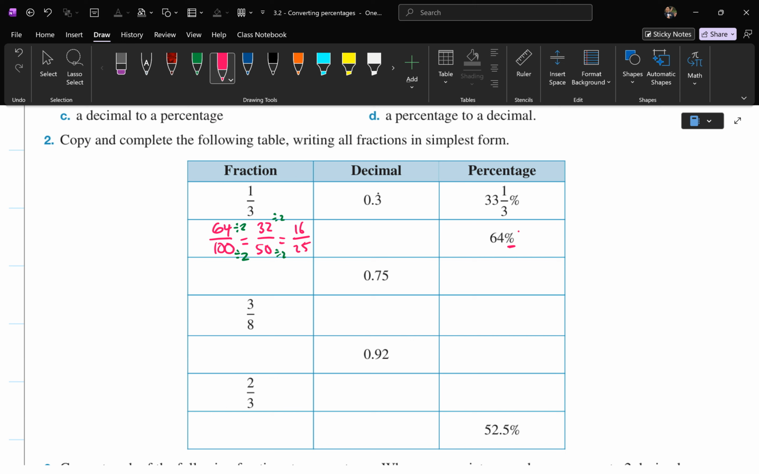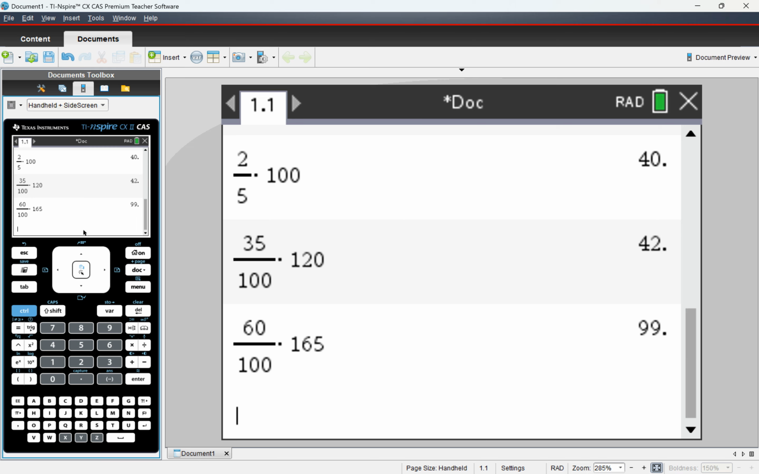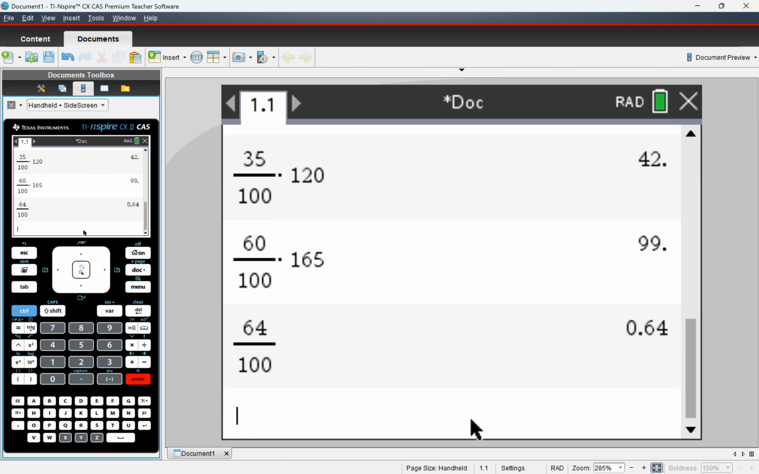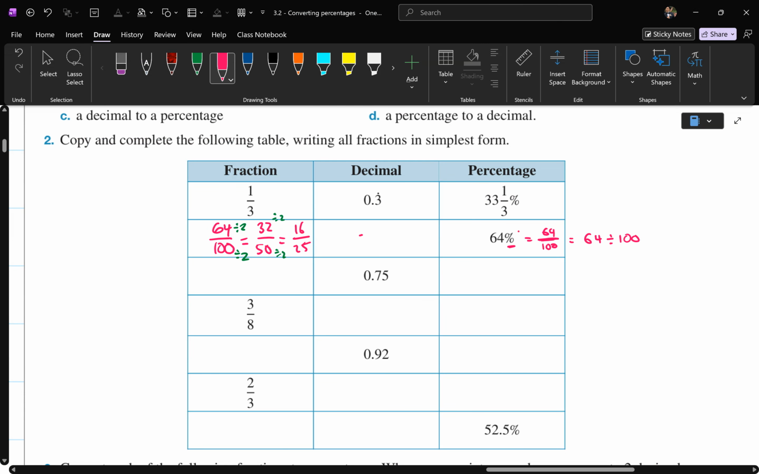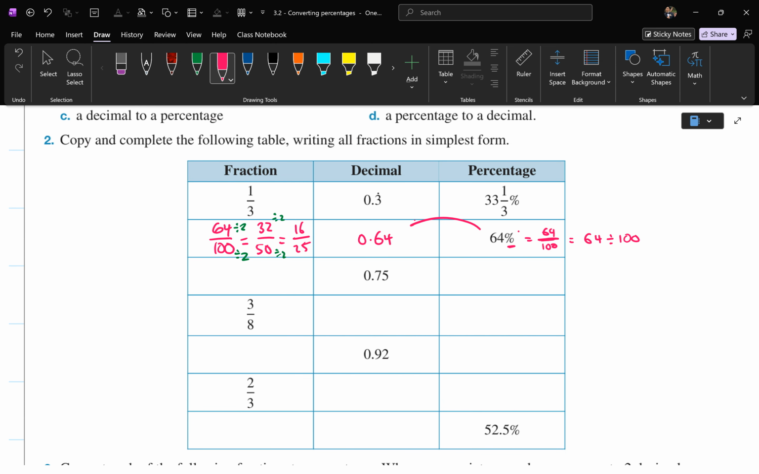Then how do you convert it to a decimal? Well, in itself, 64% means 64 out of 100, right? But this symbol here, over 100, actually means divide. So the fraction actually means divide, and you're saying divide by 100. So on your calculator, you can just type 64 divided by 100, and you get the decimal, which is 0.64. Okay, so that was to convert from percentages to fractions or decimals.